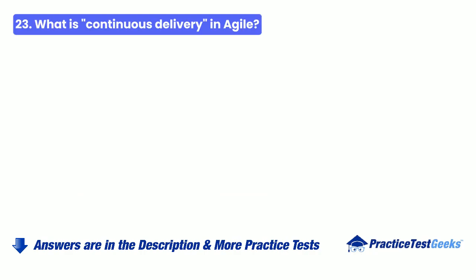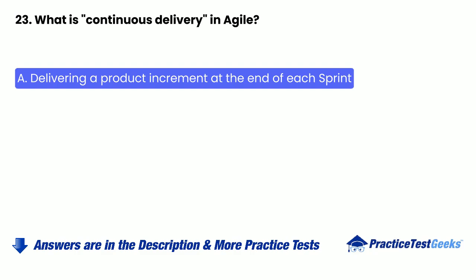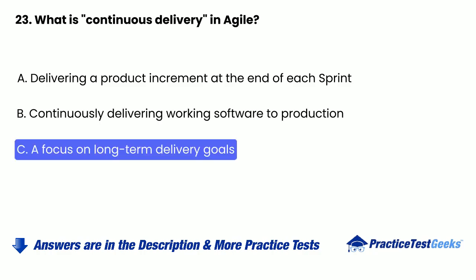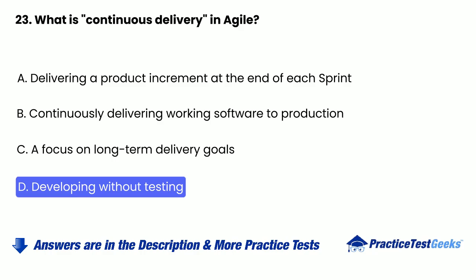(23) What is continuous delivery in Agile? A. Delivering a product increment at the end of each sprint. B. Continuously delivering working software to production. C. A focus on long-term delivery goals. D. Developing without testing.